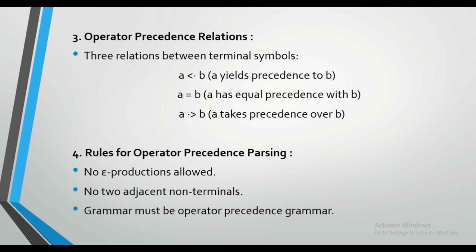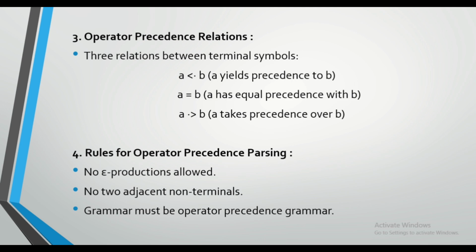Here, to use operator precedence parsing, the grammar must satisfy specific rules. No null production allowed. The grammar cannot include rules that produce an empty string. Second one, no two adjacent non-terminals. This ensures clarity in how operators and operands interact. And the last, the grammar must be an operator precedence grammar, a set of context-free grammar suitable for precedence parsing.